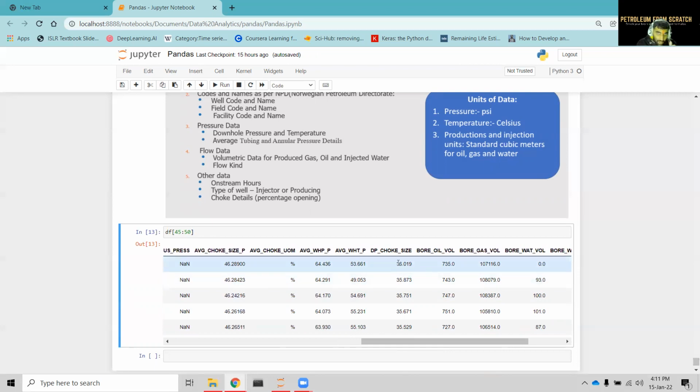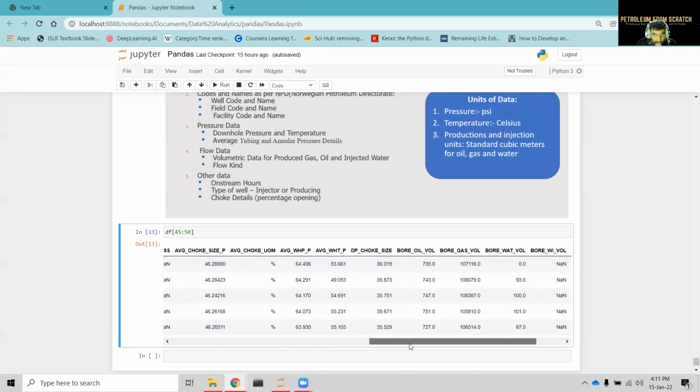If you know, a choke is present on the wellhead when your well is connected to your surface facilities. In that area, this choke is present, for controlling the flow rate and all those things. So this is DP, differential pressure across choke.